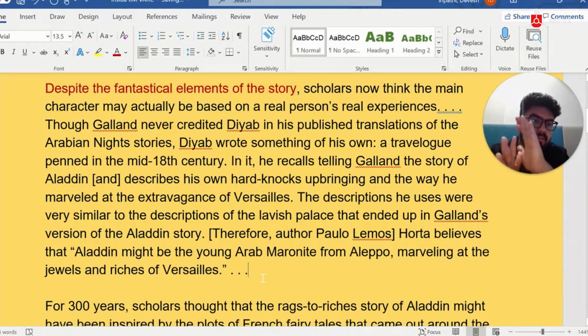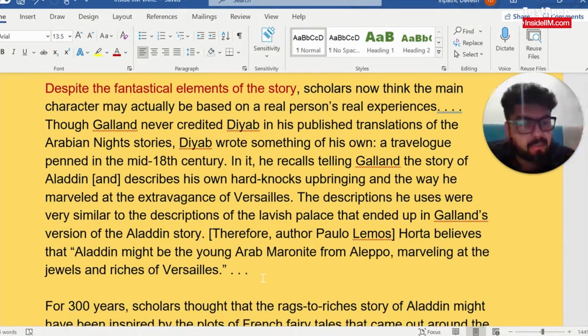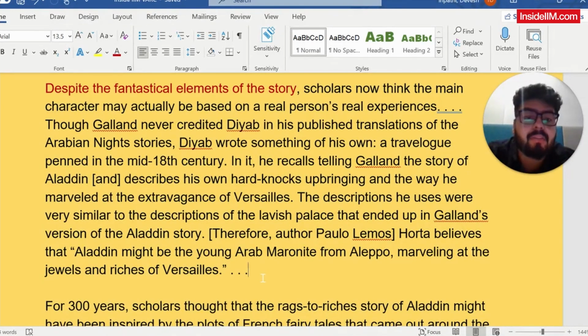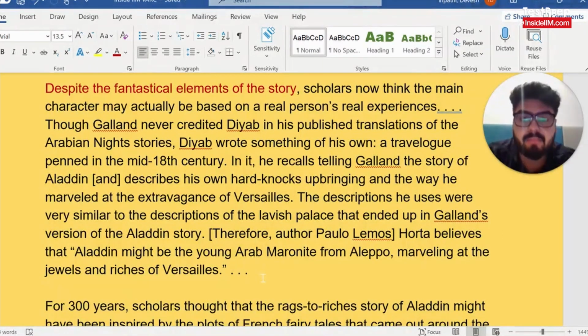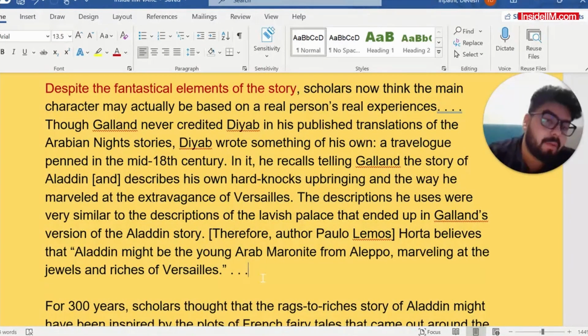Again, the author is trying to shift to a different direction altogether. Despite the fantastical elements of the story, scholars now think the main character may actually be based on a real person's real experiences. This is very, very important. So even though there are fantastical elements which you feel are too good to be true, scholars now think that the main character, Aladdin, may actually be based on a real person's real experiences.